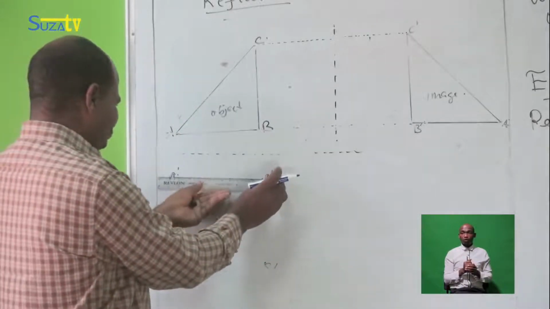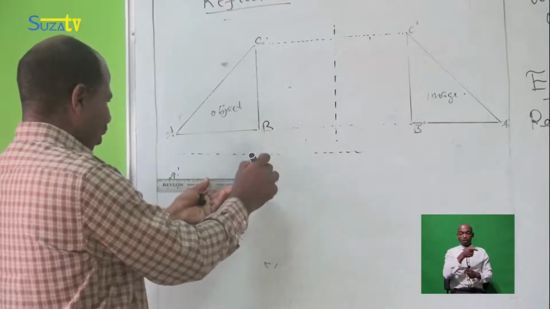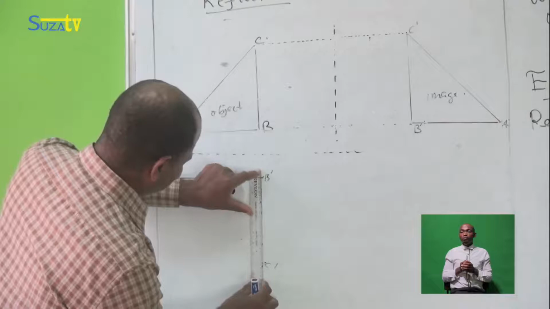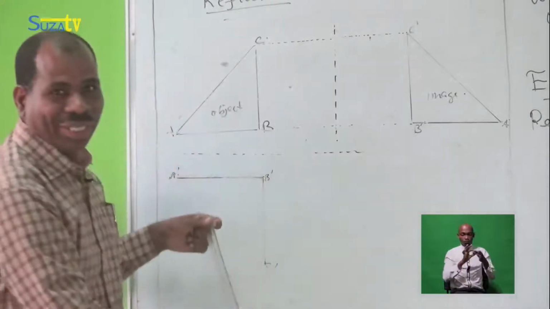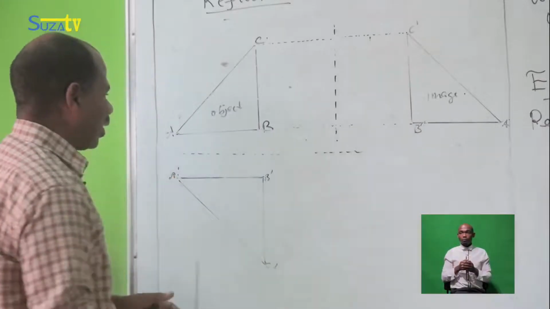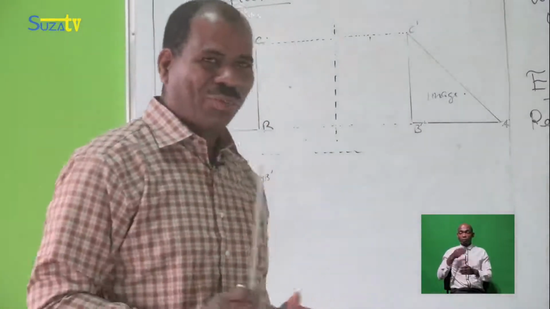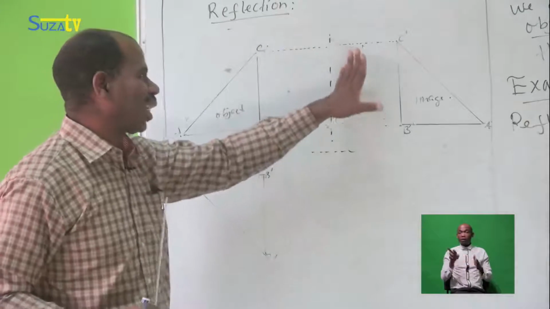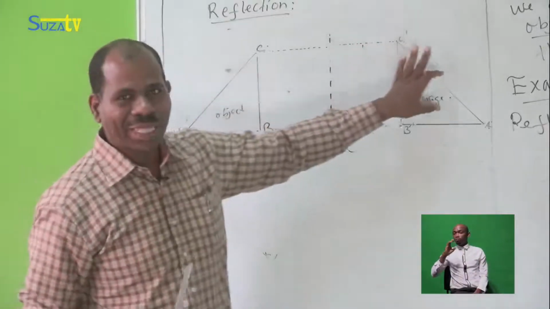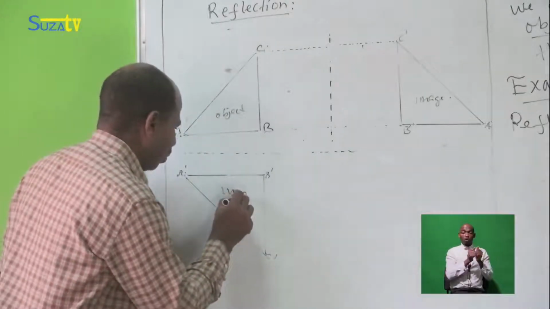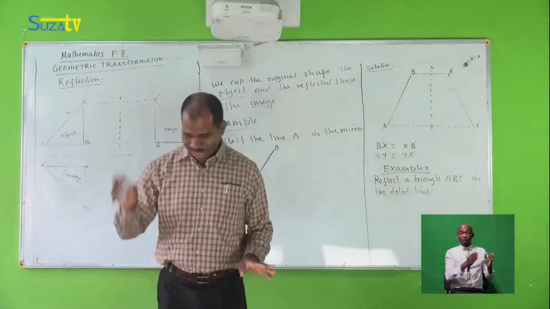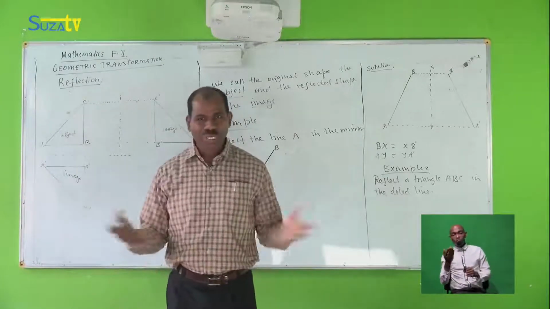And then join the points A dash, B dash, and C dash. So the image will be this: A dash B dash, then B dash C dash, and the last one is A dash C dash. So this is the reflection of a triangle. Can you practice, my students? Okay, the reflection here is a vertical line, and this is a horizontal line. The object, the image. So this is how to reflect a figure. You can reflect whatever shape you want.